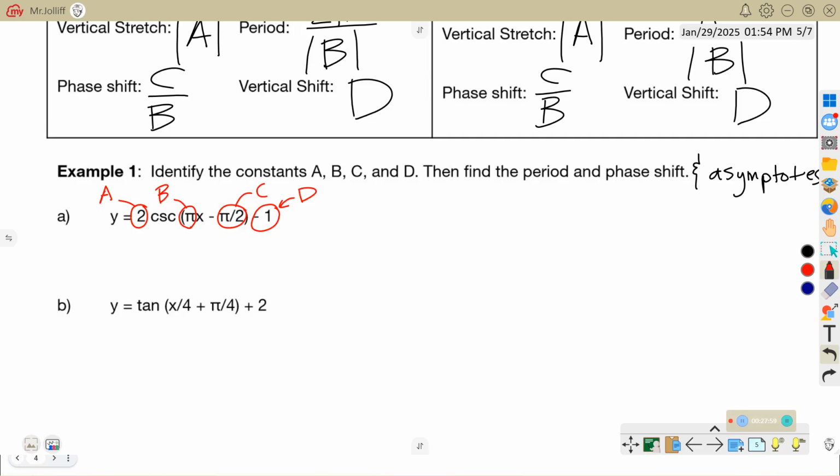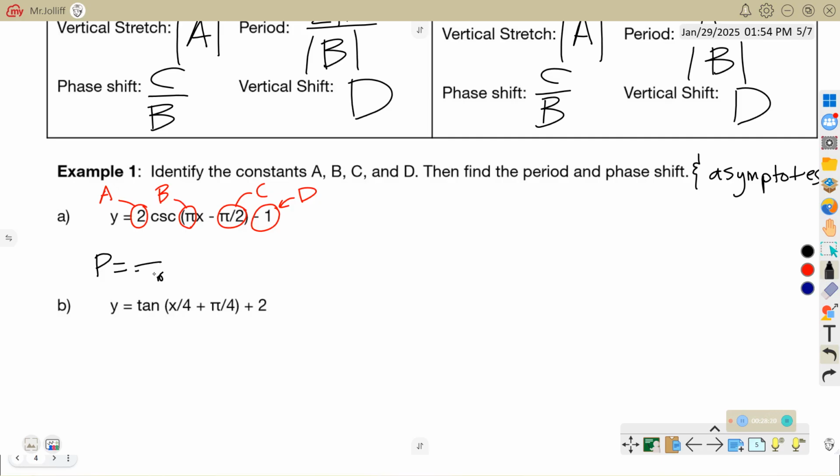You don't have to make it like a big old list. Doesn't have to be fancy. Just label it on your equation. And they ask us to find 3 things: period, phase shift, amplitude. Or asymptote. Doesn't have an amplitude. The words get confusing. We'll start with period, P.